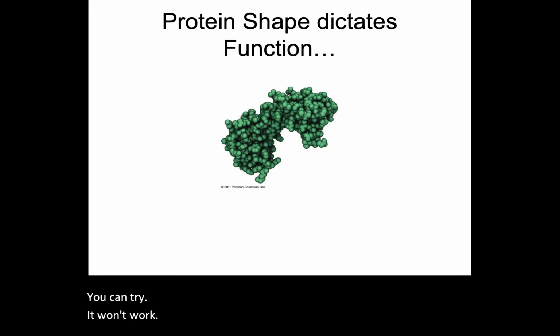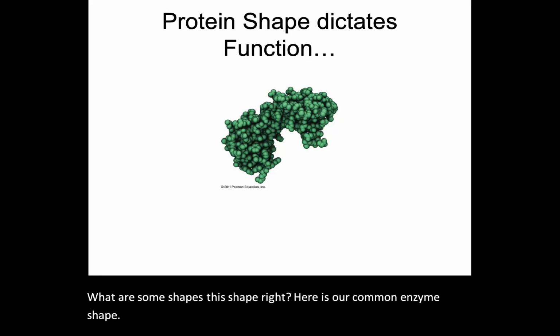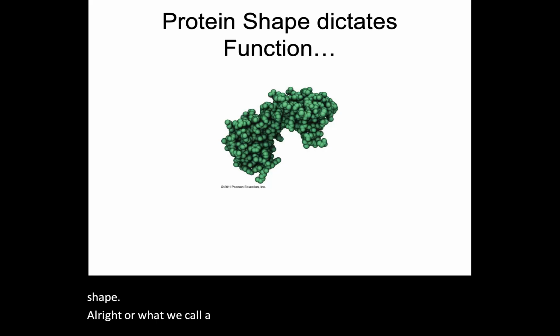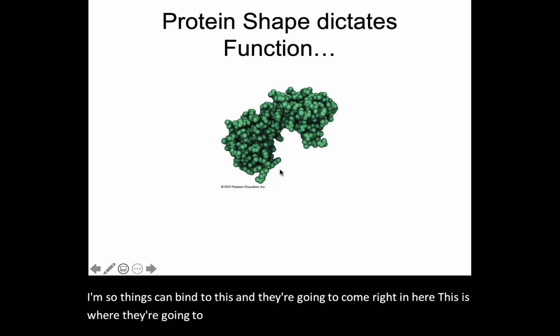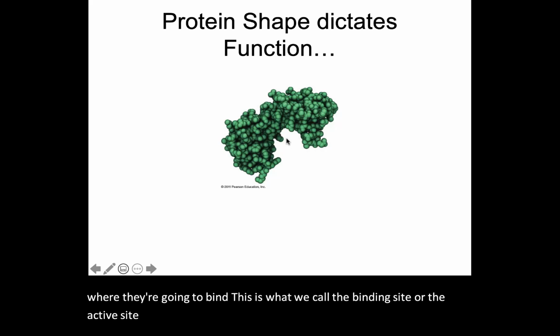What are some shapes? Well, this shape right here is our common enzyme shape, or what we call a binding protein. So things can bind to this, and they're going to come right in here. This is where they're going to bind. This is what we call the binding site or the active site. We're going to talk more about this in the next video.